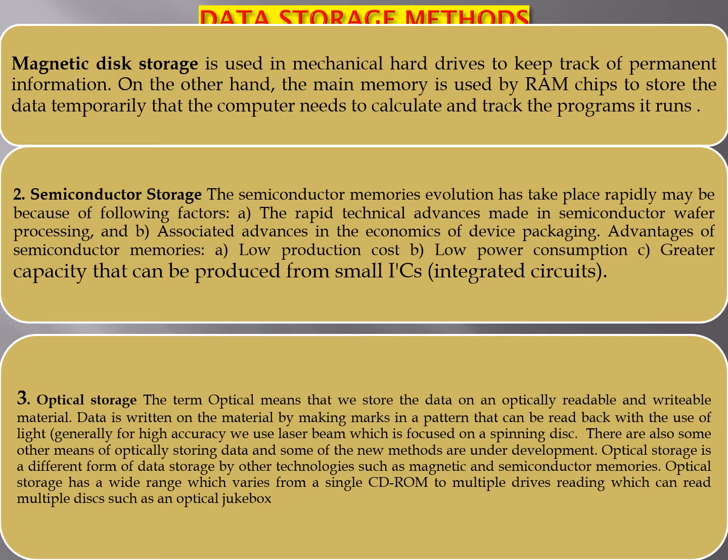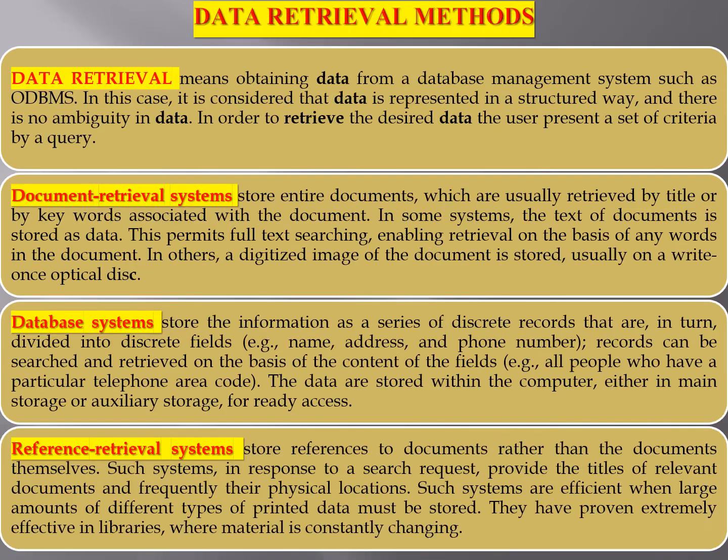There are also some other means of optical data storage, and some new methods are under development. Optical storage is different from data storage by other technologies such as magnetic and semiconductor memories. Optical storage has a wide range, which varies from a single CD-ROM to multiple drive reading, which can read multiple disks, such as an optical jukebox.